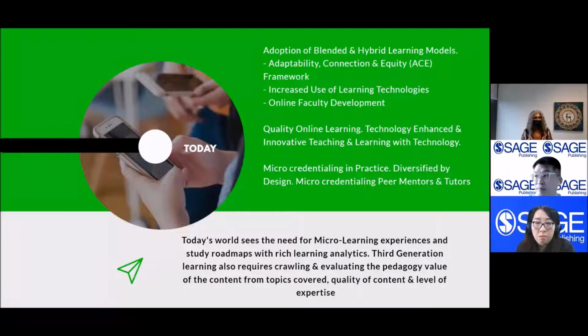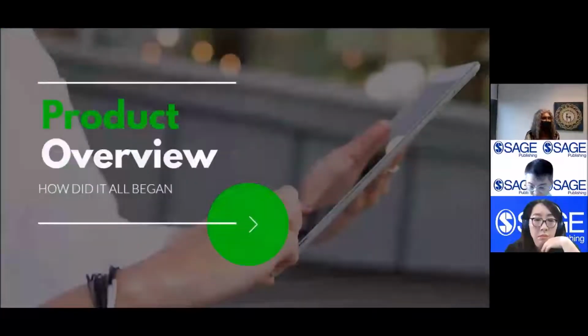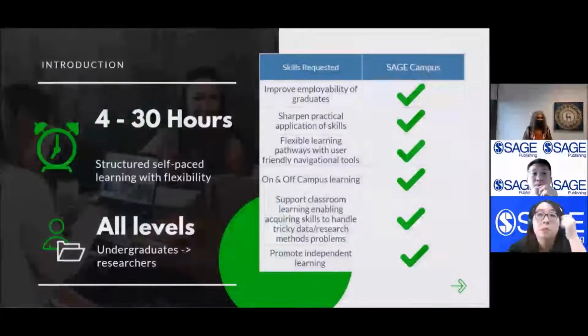So the new term that you hear people talking about is micro-credentialing in practice. How do I learn small little courses at my own pace, yet have a very structured way of learning, to make sure that I can use it when I graduate, but at the same time use it when I'm learning how to do a thesis or research paper, or even publish a research article? So this is all how it happened.